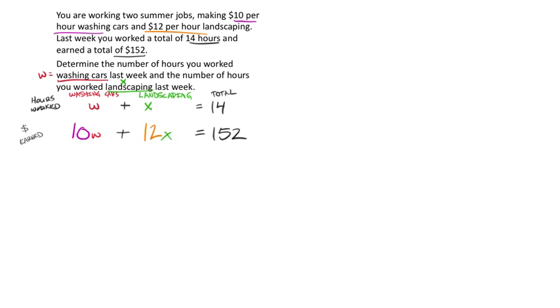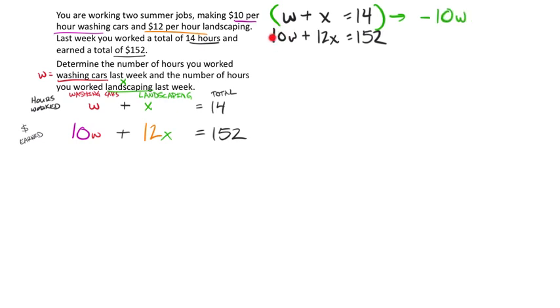So here's what I'm going to do. I'm going to rewrite the two equations. I got W plus X equals 14. Then I've got 10W plus 12X equals 152. So the top equation, I would like the coefficient of W to be a negative 10W, so that it is an opposite with this 10W here. So I'm going to have to multiply that top equation by negative 10.